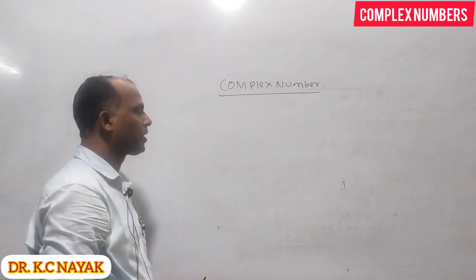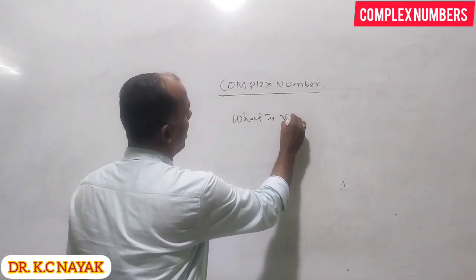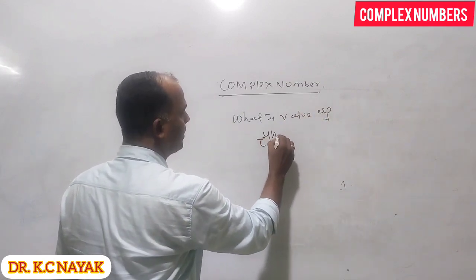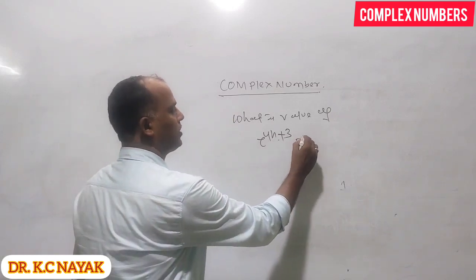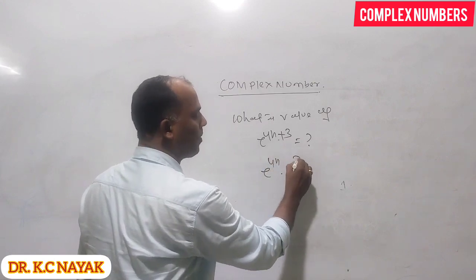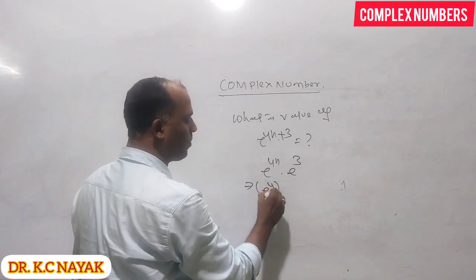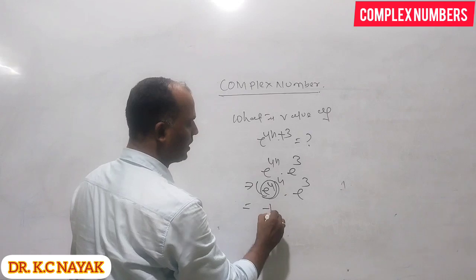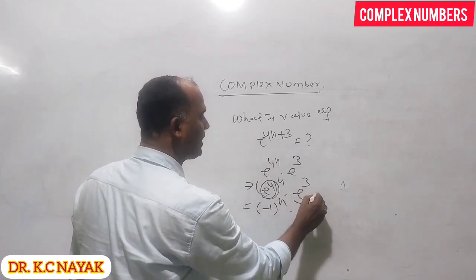Just another example. What is the value of i to the power 4n plus 3? i to the power 4n plus 3 is i to the power 4n into i to the power 3. i to the power 4n means i to the power 4 whole to the power n, into i cube. We know i to the power 4 is equal to 1, so it is 1 to the power n into i cube.